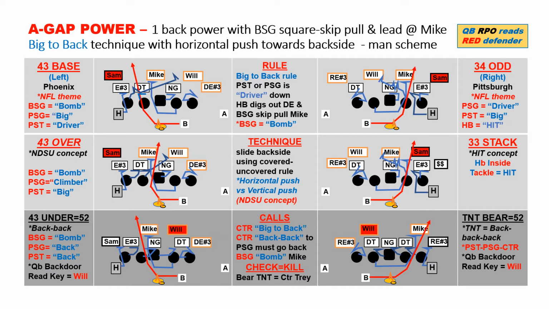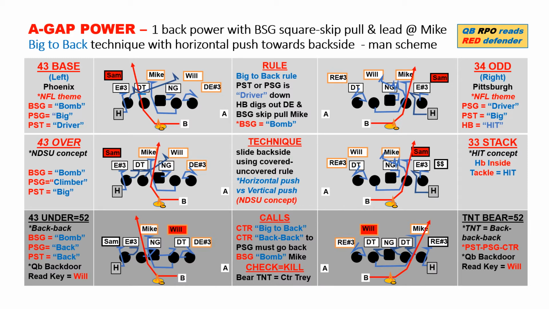For us here for blocking, power is an A-gap running play. We got this from North Dakota State, who's won several national championships doing this. You can see in the diagram in the upper left versus the 4-3 base, we're going to have that left guard and tackle drive that defensive tackle down the line of scrimmage, and then they'll combo back to the Will backer. The key here is we're looking for horizontal push versus vertical push upfield.